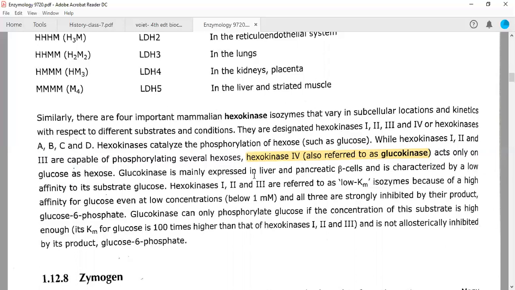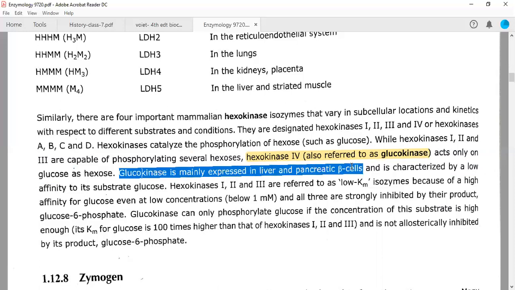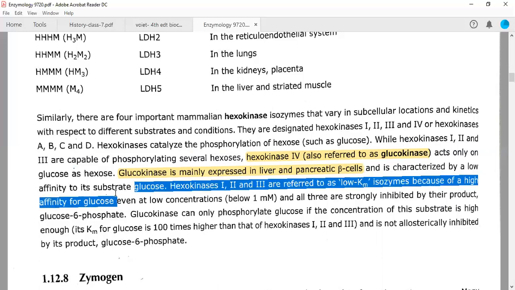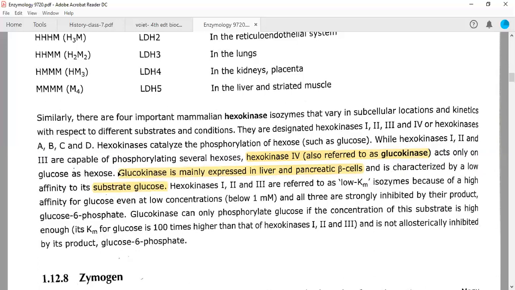Glucokinase is mainly expressed in the liver and pancreatic beta cells. So where do you need glucokinase? Obviously where there is more glucose. So pancreatic beta cells and liver, because in the liver the glucose is going to be converted into glycogen. Therefore glucokinase is especially expressed in these types of cells, and it is characterized by a low affinity for the glucose substrate.